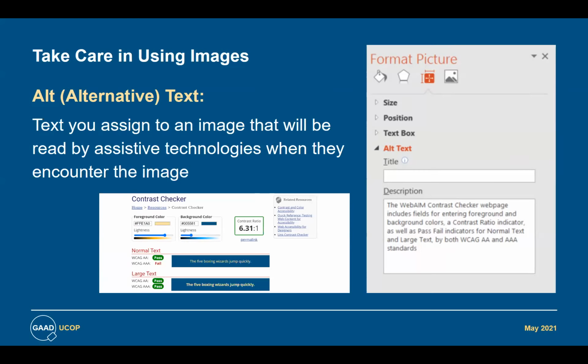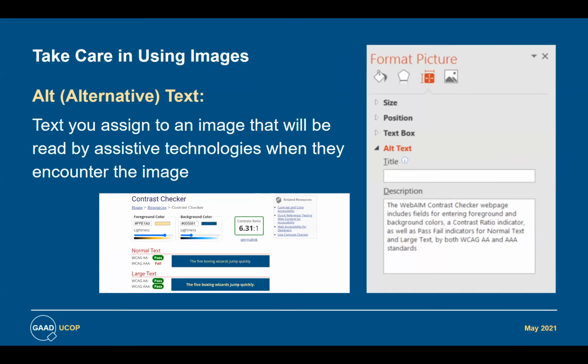So for an example of that, here we have again that WebAIM contrast checker screenshot we shared earlier. And then also a screenshot of the Format Picture pane within Microsoft PowerPoint with the Size and Position tab open. That is where within PowerPoint and most Microsoft Office products, you'd find and be able to assign alt text. So within that screenshot, we've got the alt text description for the contrast checker screenshot.